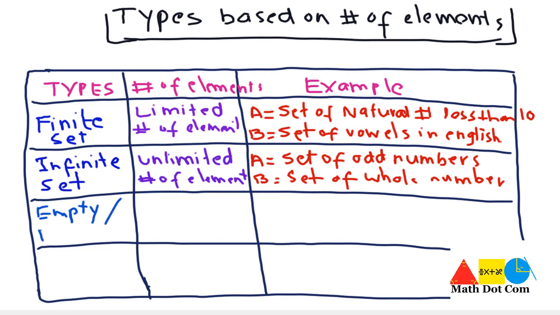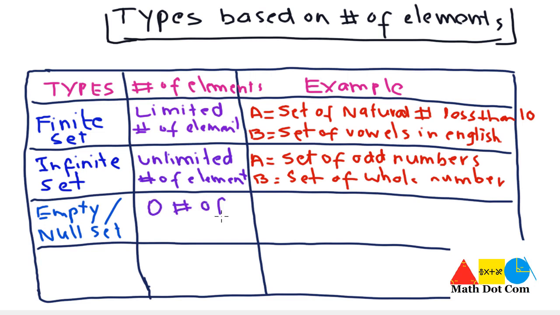Empty or null set. We can call it both ways, as an empty set or a null set. Now, what will be the number of elements in the null set? Just guess. Okay, it is clear from its name. Empty means nothing, 0. Empty means nothing, 0, and null is also reflecting the same thing. It means the number of elements is 0.